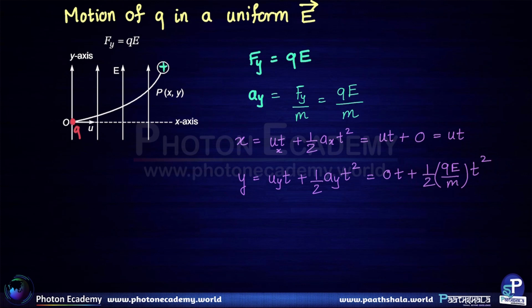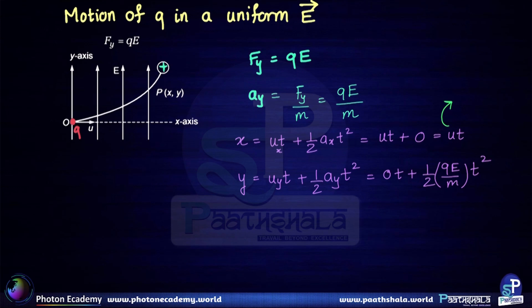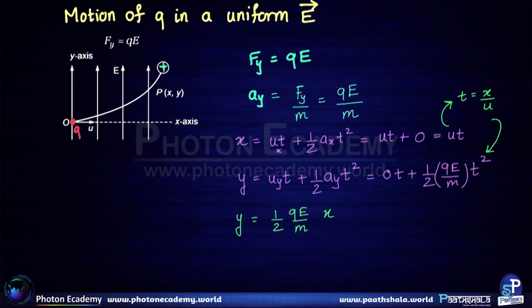And thus we are further able to write the xy equation of the trajectory. So from this, we can write down t is equal to x divided by u, and we can substitute this over here, and then we'll have y is equal to half qe upon m. Instead of t, we are going to write x divided by u, and it's t square, so here we write x divided by u the whole square. So this is going to be equal to half qe upon m x square upon u square.